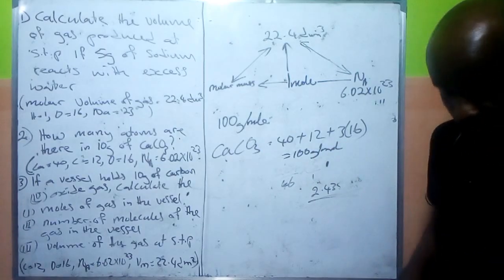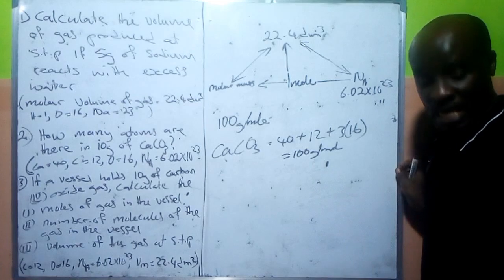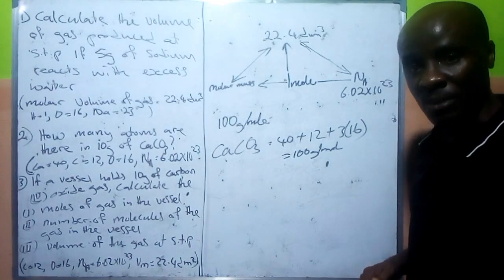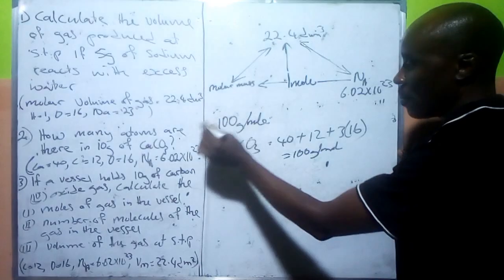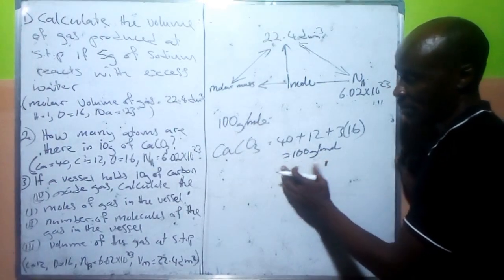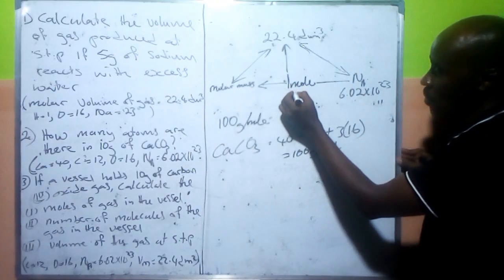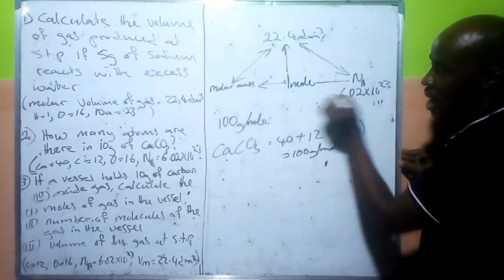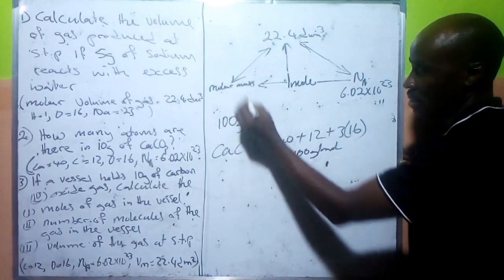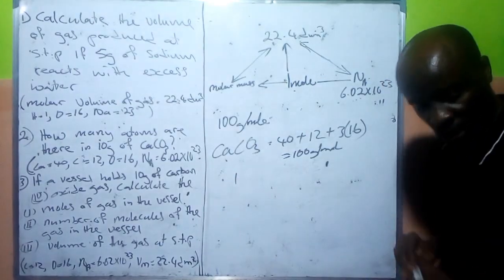Now this molar mass means that in 1 mole we have 100 grams of what? Calcium trioxocarbonate. So from this relationship, you will know that 1 mole of any substance is equal to 1 molar mass. So that means what we have is 100 grams.